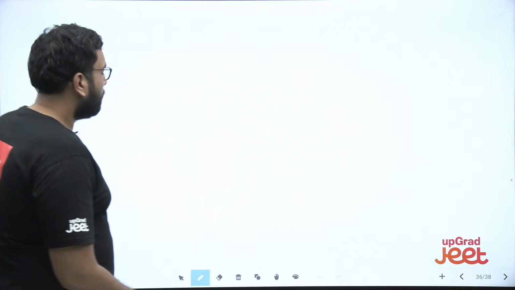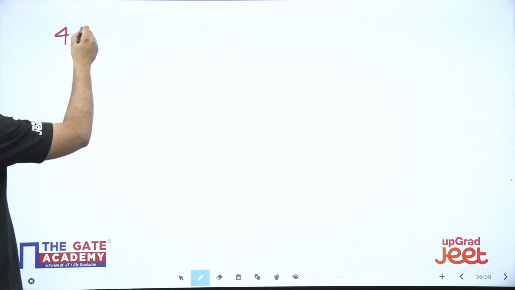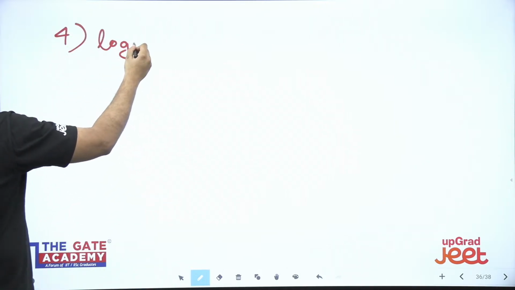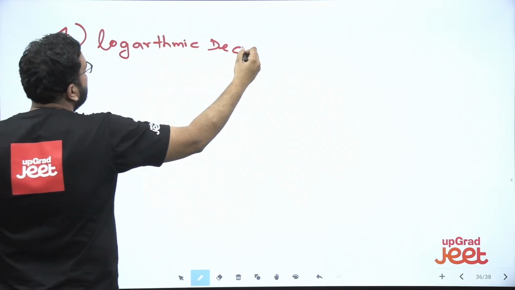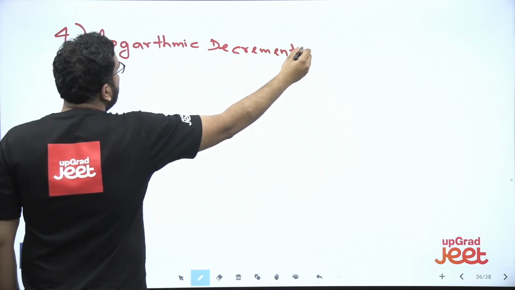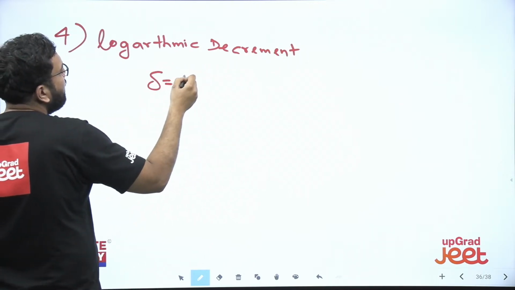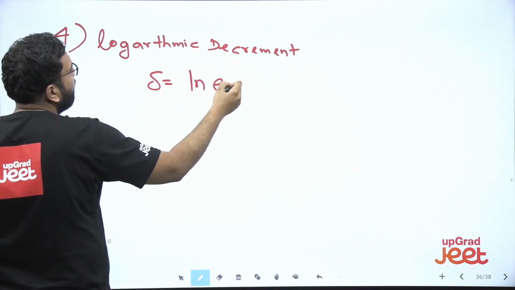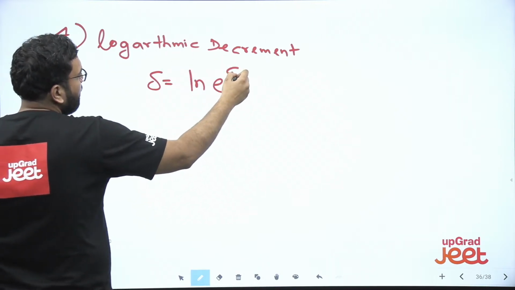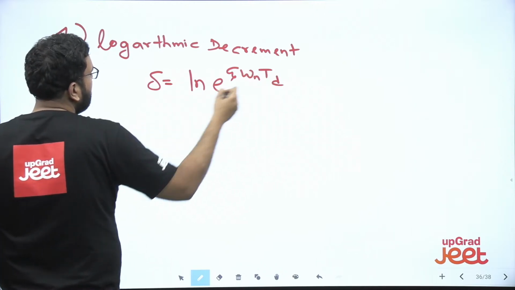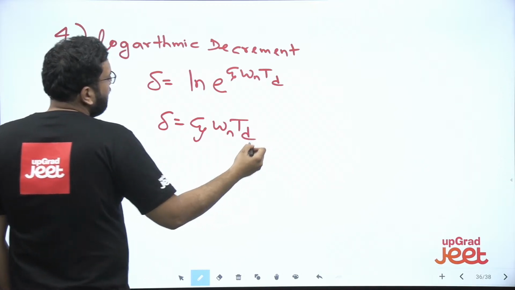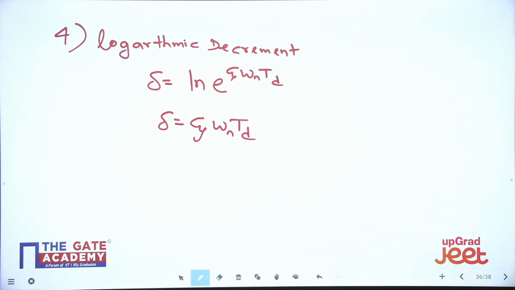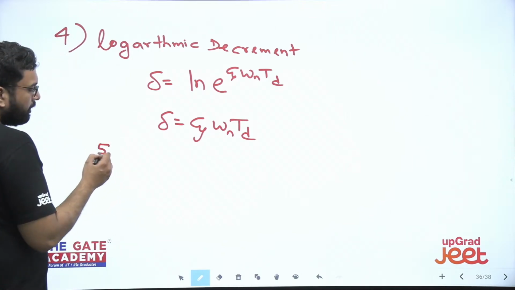Now what is the fourth formula? Sometimes they ask you the logarithmic decrement. What is this logarithmic decrement? It is shown by delta, and it is the log of e to the power of that previous thing, zeta omega n td. So the logarithmic decrement is zeta omega n td only. Right? So these are all the formulas. Now sometimes they ask you this also.